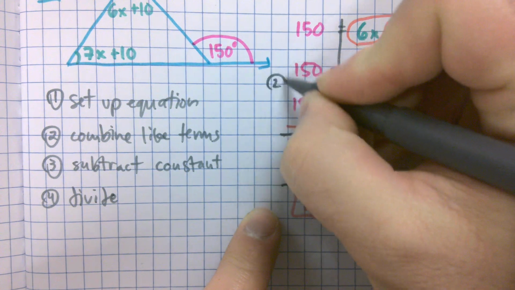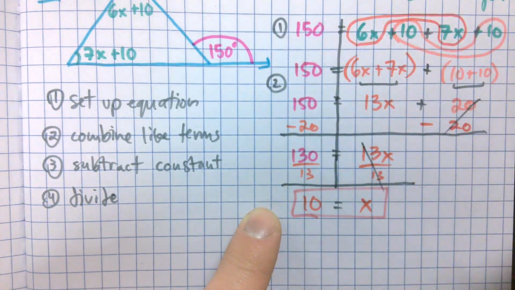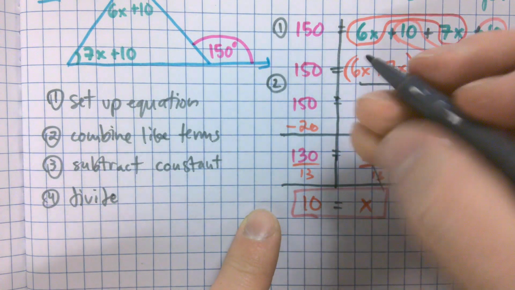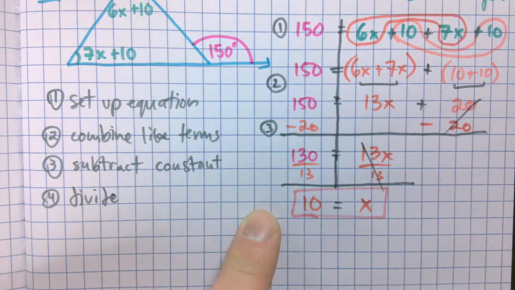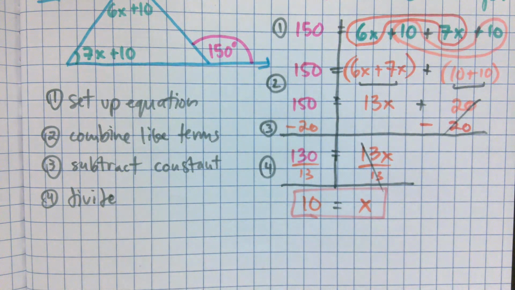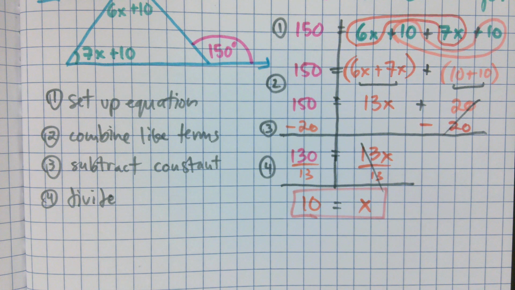So step 2, we combine like terms. Step 1, we set up the equation. Step 3, we subtracted the constant. Step 4, we divided. Broken down nice and visually, so we can see exactly what we did every step of the way.